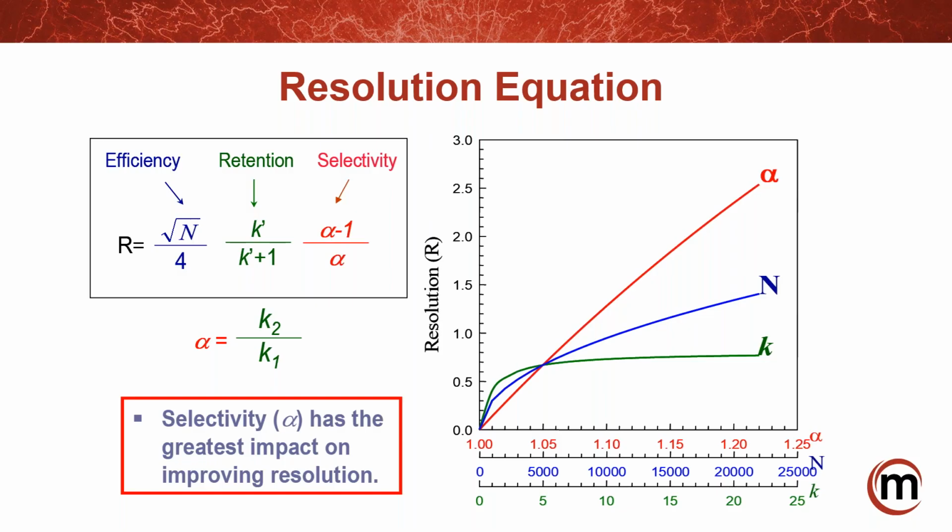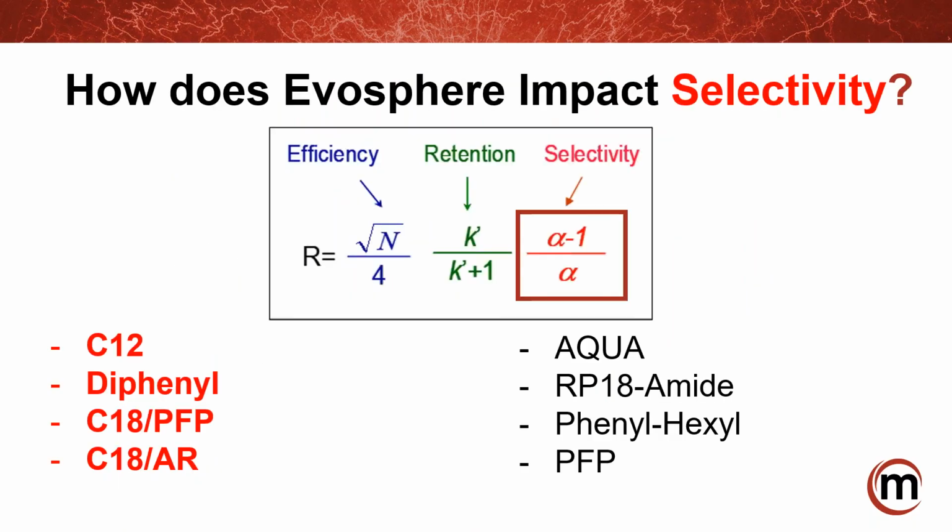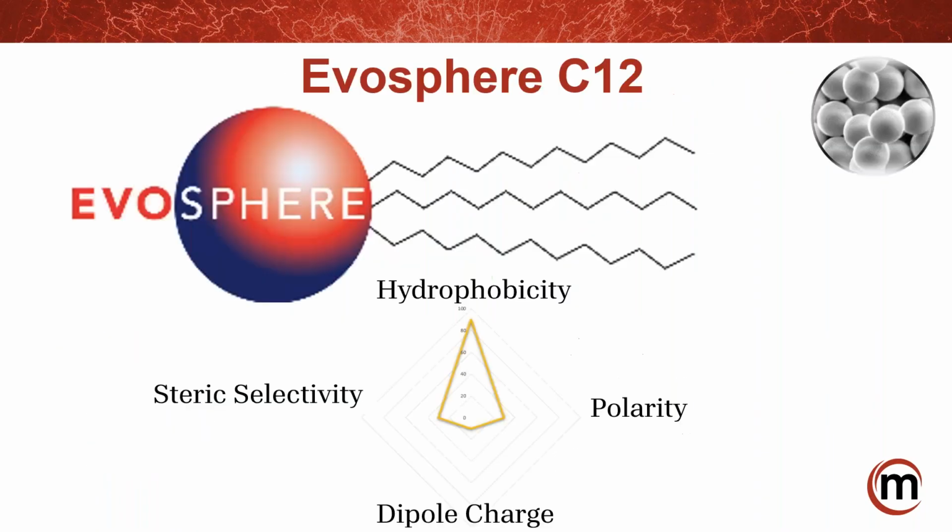Now what am I going to look at? Well, I'm going to look at selectivity, because selectivity we know is the key to resolution. It has the greatest impact. It's almost linear to resolution. So how do I leverage selectivity? Well, I bond different selectivities, different bonded phases that bring different modes of interaction to the party. So here are the 8 commercially available small molecule bonded phases that I can talk about.